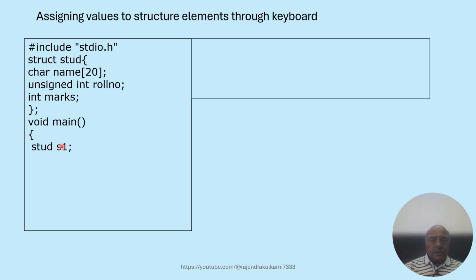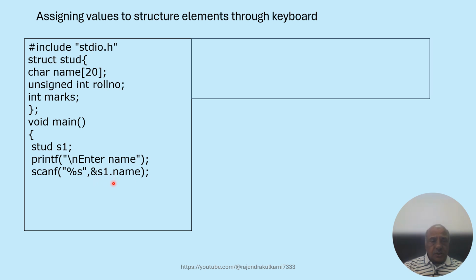Then we have declared a variable of type stud, s1. S1 is the name of the variable of type stud. Then we are prompting the user to enter the name of the student and assigning that to the name variable which we have declared as a part of the structure stud, using ampersand s1 dot name.